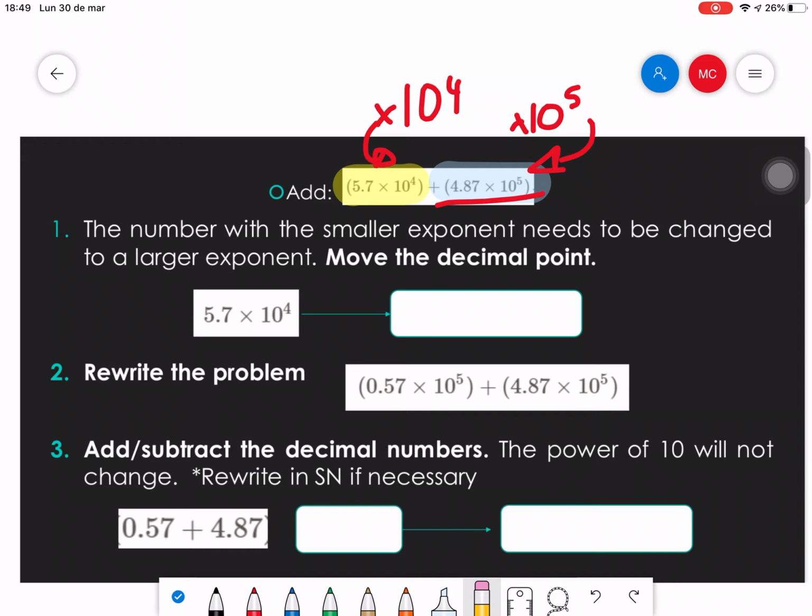So that means I need to change the smaller one. So I need to change the first part of the operation into a larger exponent. That is, in other words, necesito cambiar el 4 al 5. El exponente chico lo quiero hacer más grande. O sea, quiero convertir este a este. How am I going to do it?